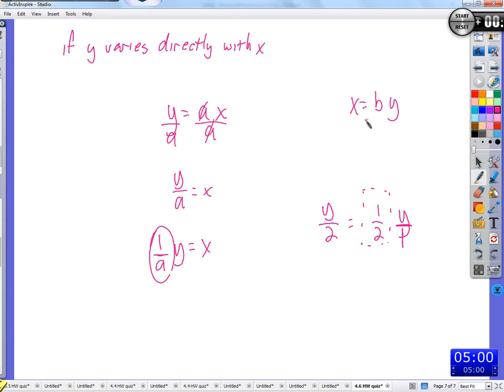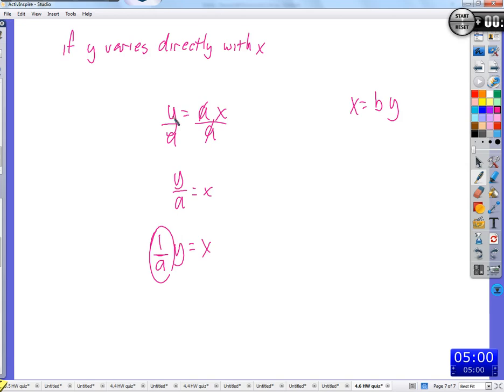Okay, so let's look over here. If x varies directly with y, that means that x is equal to b times y. What does b represent? What kind of thing is a or b? A constant, right? A constant is just a number. So b just needs to be some number. Is 1 over a some number? If a was 5, would 1 over 5 be some number? If a was 15, would 1 over 15? What if a was 5 thirds, would 1 over 5 thirds be some number? That's just some constant number.